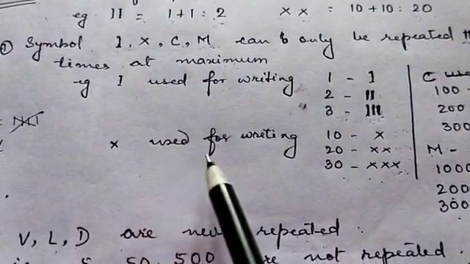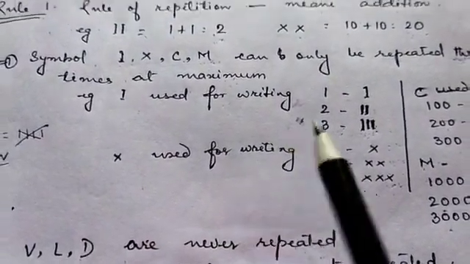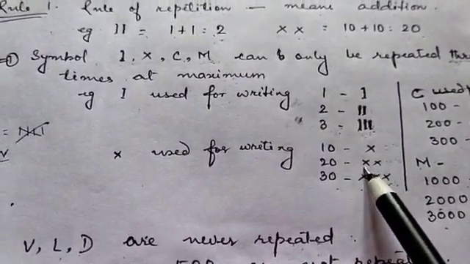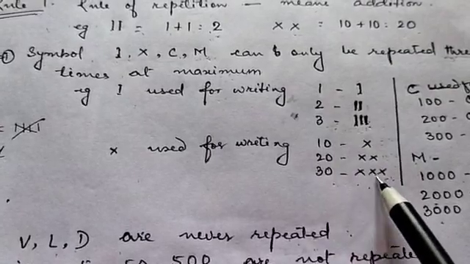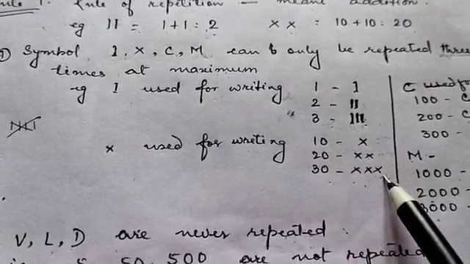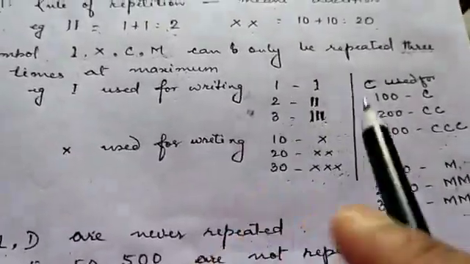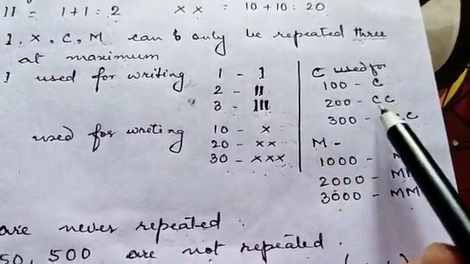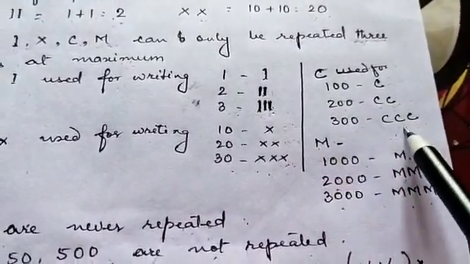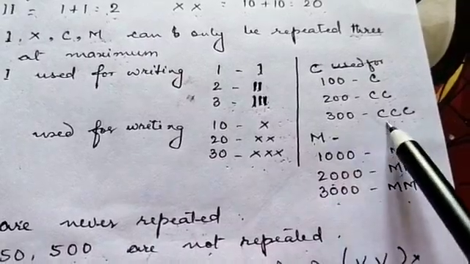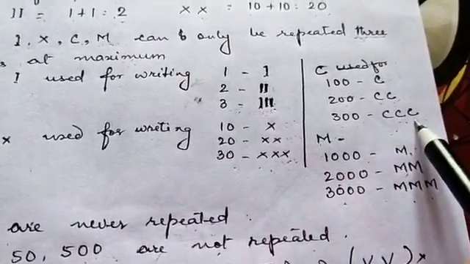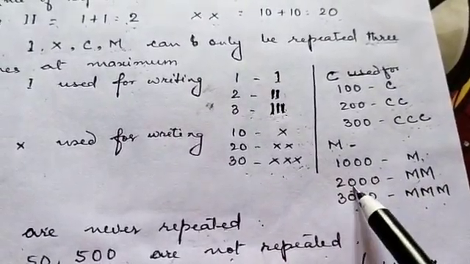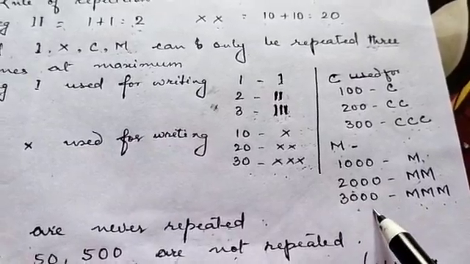Now using X as the symbol for writing, X once written is 10, 2 times written is 10 plus 10 is 20, 3 times written is 10 plus 10 plus 10 is 30. Similarly for C and M, 1 time C is 100, 2 C's is 200 and 3 C's is equal to 300, 100 plus 100 plus 100. For M, 1 M is 1000, 2 M's is 2000 and 3 M's is 3000.